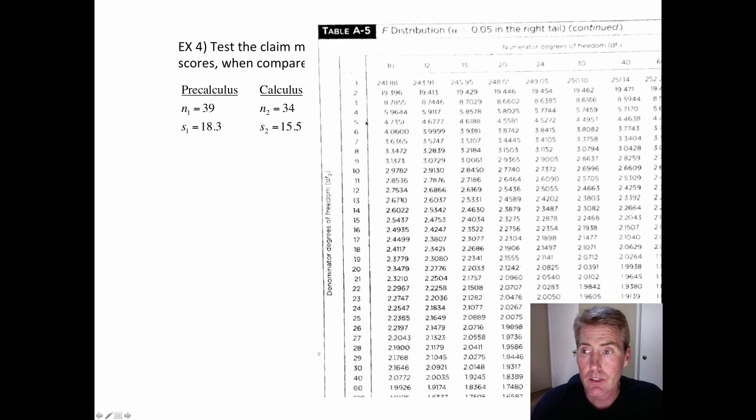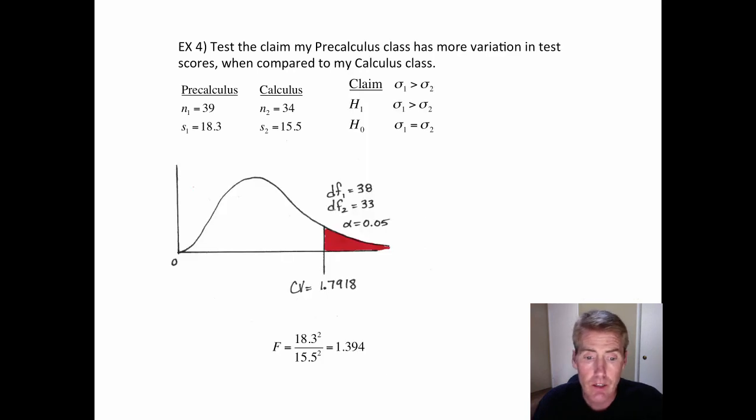So 38 is not possible, but 40 is the best. And then 33 also is not possible, but if you go to where 30 is, that's a 1.7918.